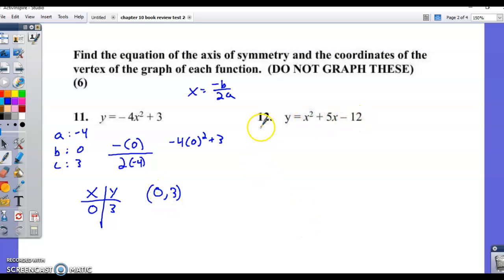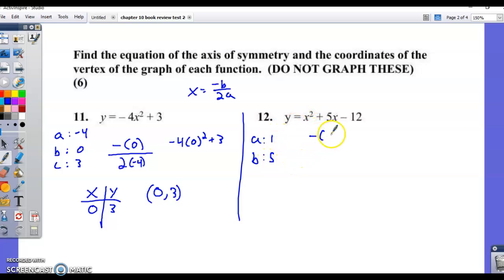All right, so do the same thing over for 12. We're going to find our x value first by using this formula. And then we're going to plug that answer in for our x's here to get for our y. So I'm going to start with my a and my b. My a is 1 and my b is 5.